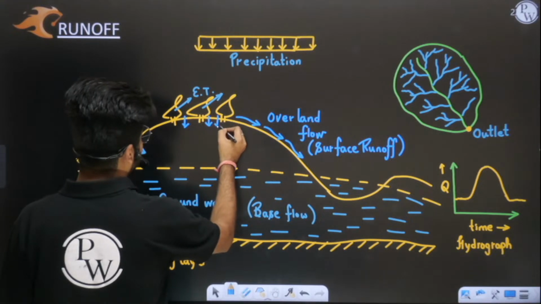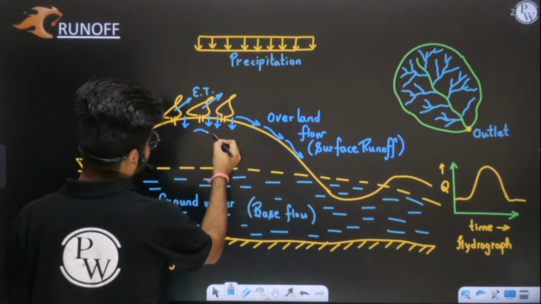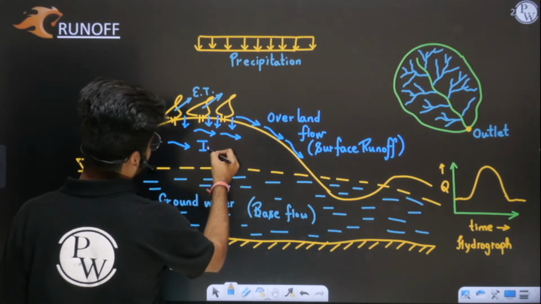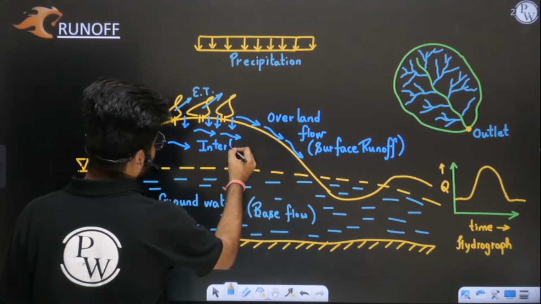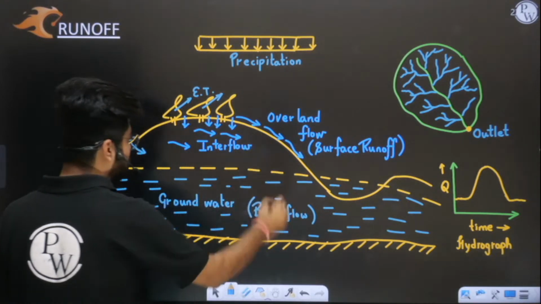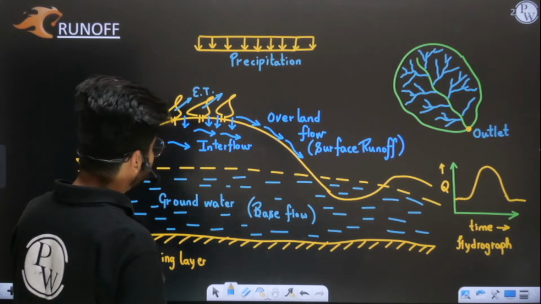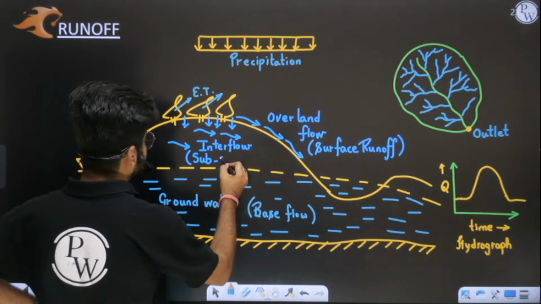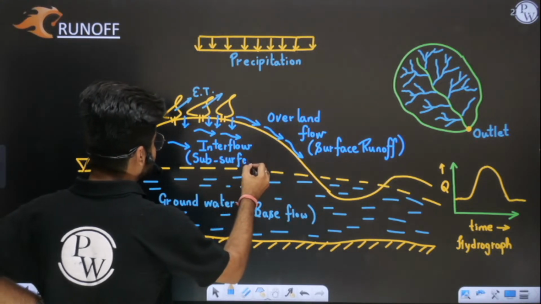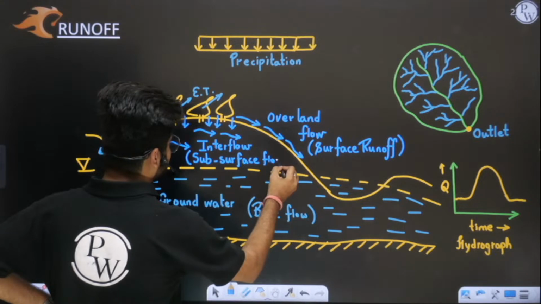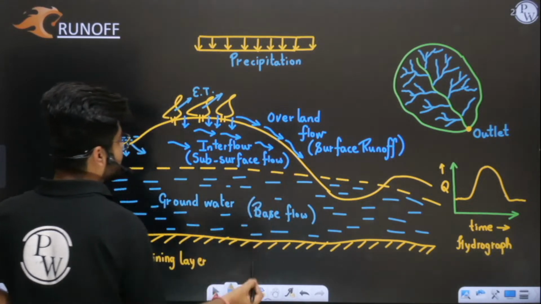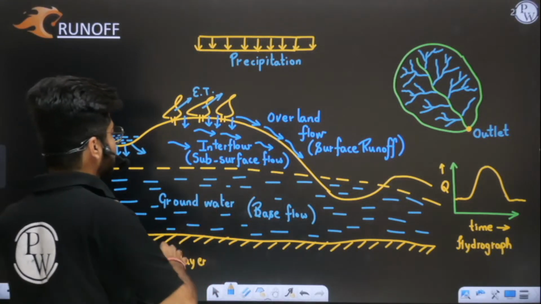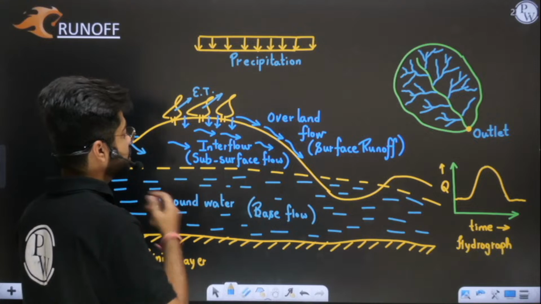Some water, after penetrating inside, will start moving like this. So this is interflow, because this water is not flowing over the land or over the surface, but it is flowing beneath the ground. Yes or no? This is subsurface flow, also known as subsurface flow or interflow. Sir, you are saying that some water will flow over the land, some water will flow beneath the land. Okay, some water will flow within the ground itself. So this is your subsurface flow.